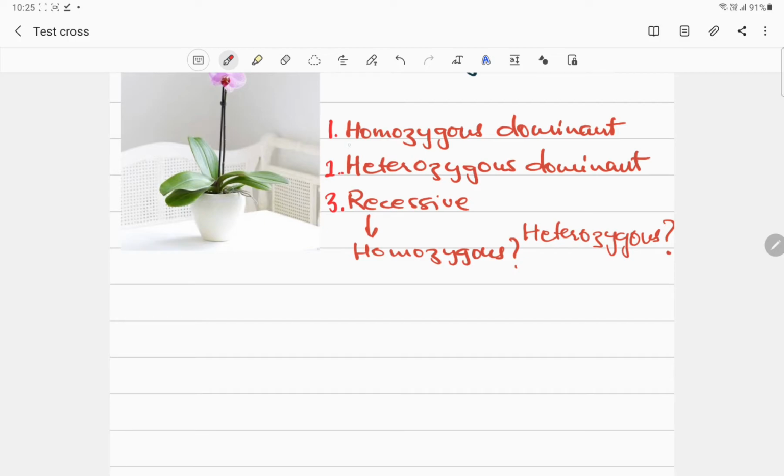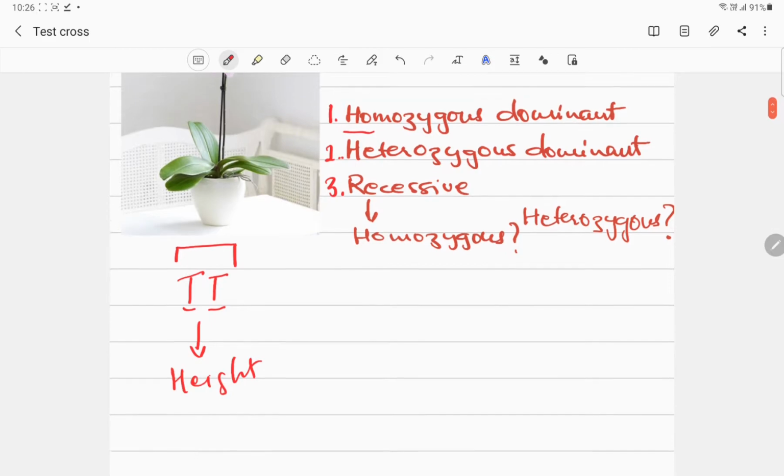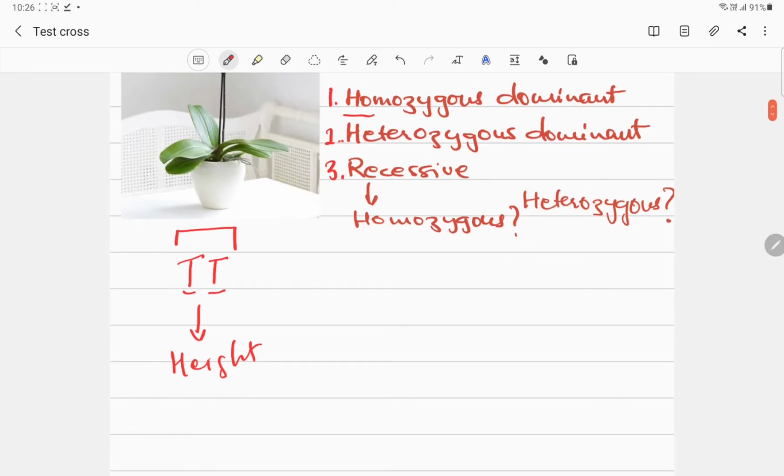So the first term is homozygous dominant. Now what is this condition? Well, this is a condition in which the allelic partners of the allelic pair are the same or identical, as shown here by the letter capital T, and let us assume that this allelic pair governs the height of the plant. Now the capital letter always represents the dominating trait, and let us assume that this capital T leads to a tall plant. And because both the partners of the allelic pair are identical, we call this condition homozygous dominant.